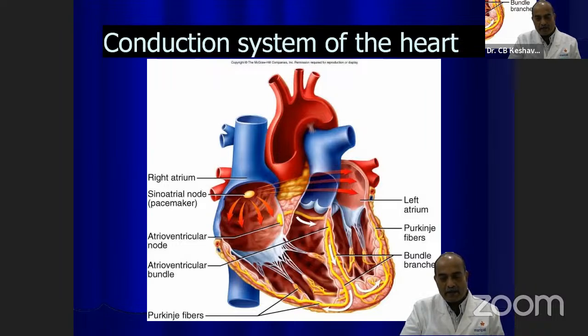And even when that fails, when there is electromechanical dissociation, where the electrical activity and the mechanical activity are not connected, there can be no cardiac output. Then we have a cardiac arrest, and the person dies within about 3 to 5 minutes of a cardiac arrest. We all know that.